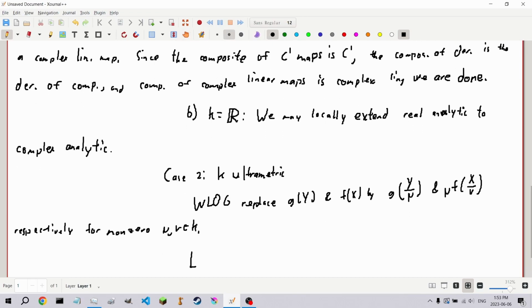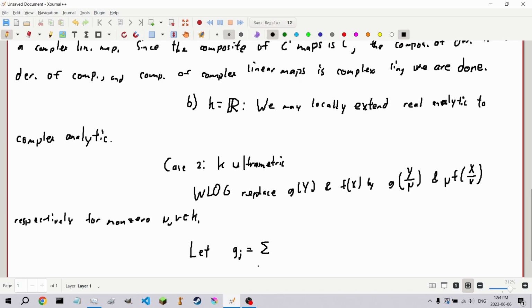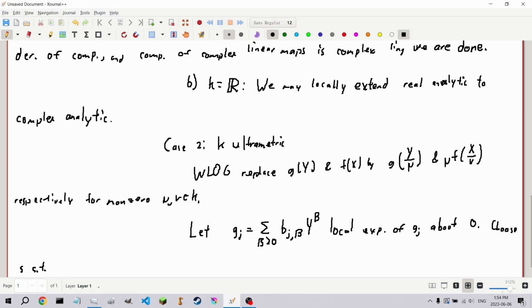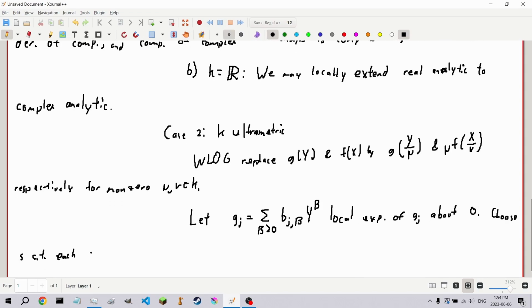So we're going to let the jth component of G be equal to the sum for positive betas of b sub j comma beta times y to the beta, a local expansion of g_j about 0. Now, you can choose S such that each G sub j converges in our polydisk around S.